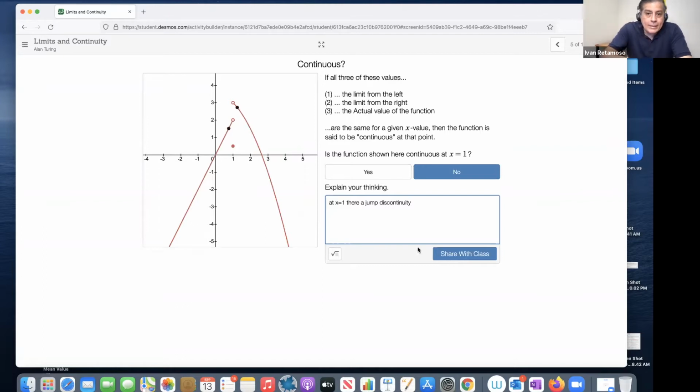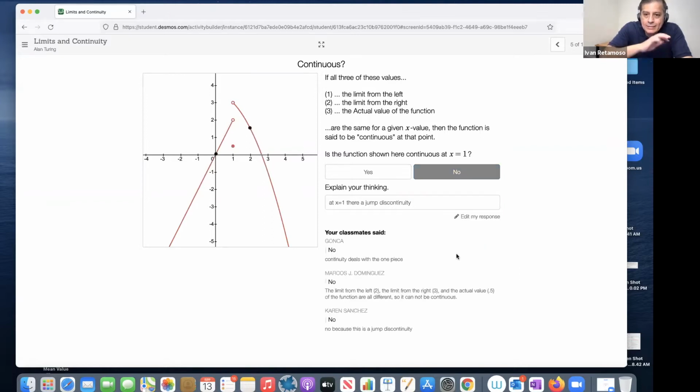But if you want to be more specific, you can say the left limit doesn't match the right limit. The evaluation doesn't match the limit. There are many ways to say this, right? Or you can say that the whole graph is not connected, it's broken at x equal 1. Many different ways, guys. And then at the end, just do this, right? Share with class.